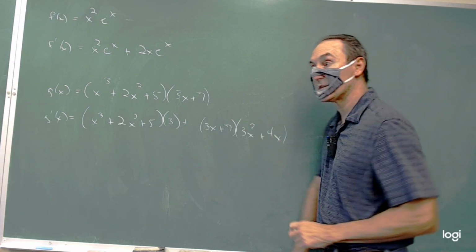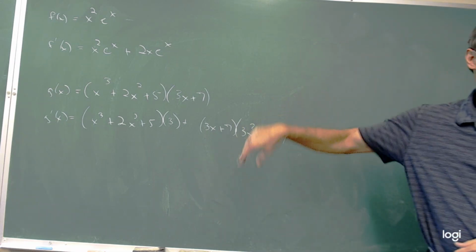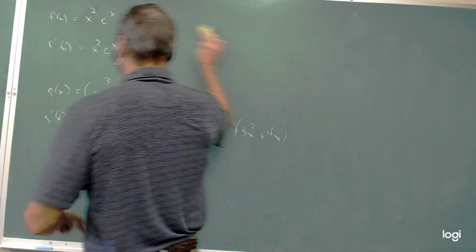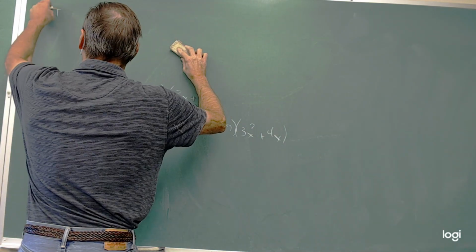And that's it, right? Because the derivative of 5 is 0. That's good for now. That's fine. Does that make sense? Okay. So that may have seemed complicated, but let's talk about the quotient rule.